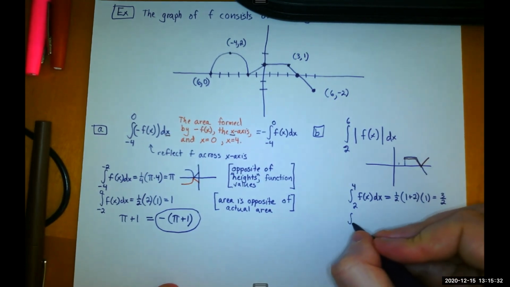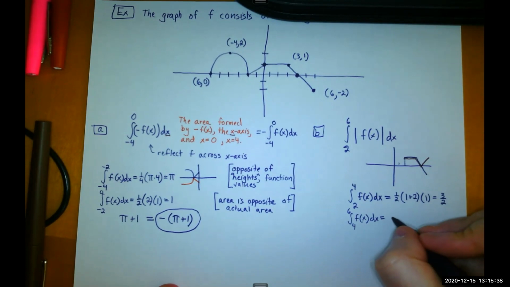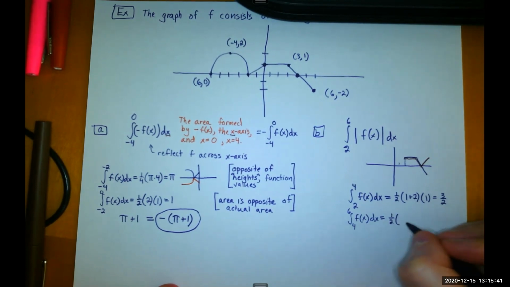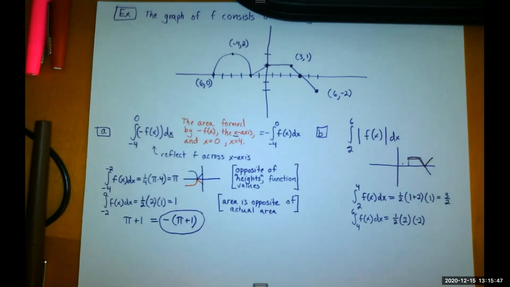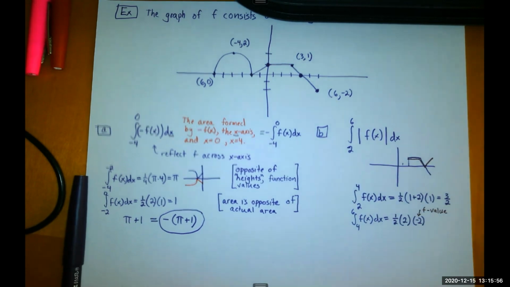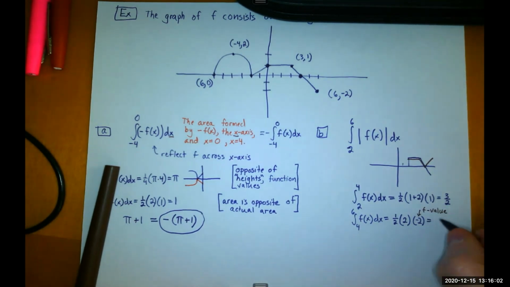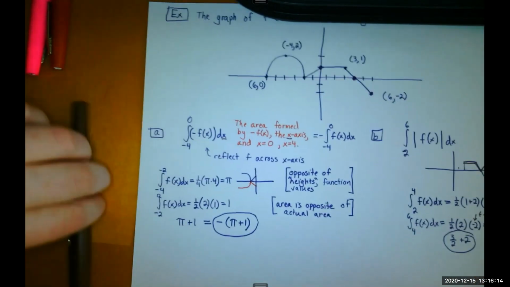When I go from 4 to 6, I have a triangle. That's 1/2 a base of 2, a height of -2. You may be like, what do you mean height of -2? Remember, this is the function value. The function value is down there. So that gives me a triangular area of -2. But because this is absolute value, we take the absolute value of the 3/2 and the -2.